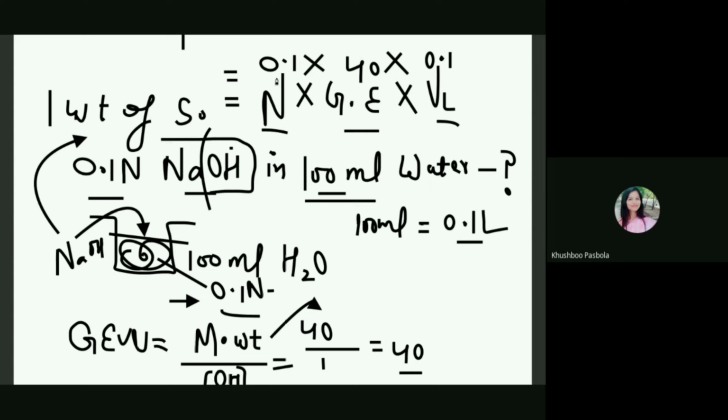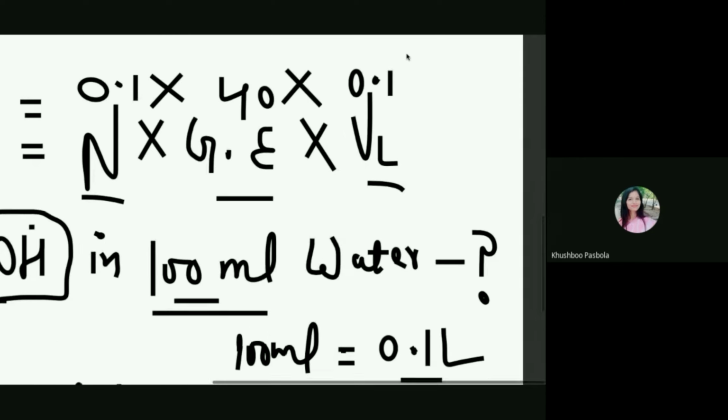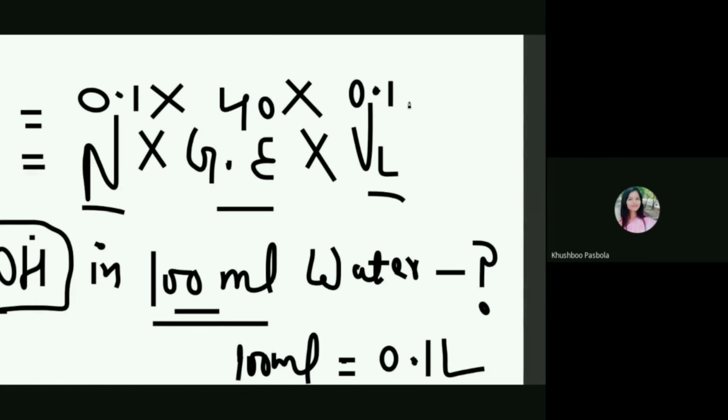Normality is 0.1, gram equivalent weight is 40 for NaOH, into volume in liters, that is 0.1, because I am going to prepare 100 ml, and 100 ml means 0.1 liter. So just multiply the value, 0.1 into 40 into 0.1. This will be your answer.